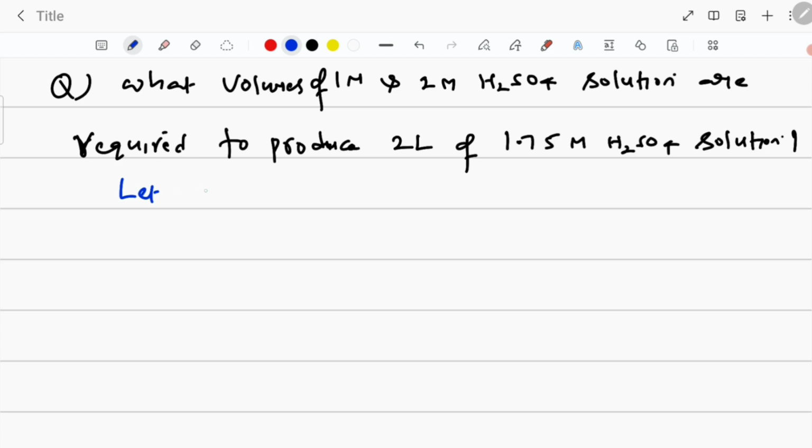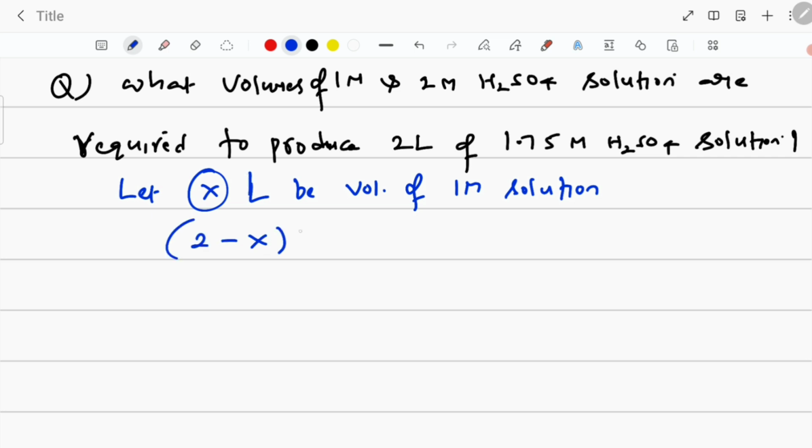So here what we need to do, see, let x liters be the volume of 1 molar solution. Total is 2 liters, out of which x liters is the volume of 1 molar solution. It is a mixture given. If x liters is 1 molar solution, 2 minus x liters is the volume of 2 molar solution. So now how to find what volumes are required to produce 2 liters, prepared by mixing these two.